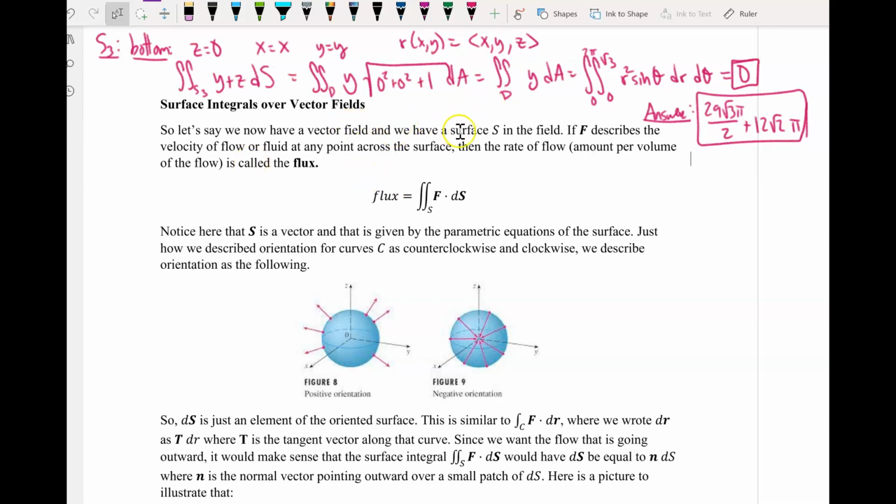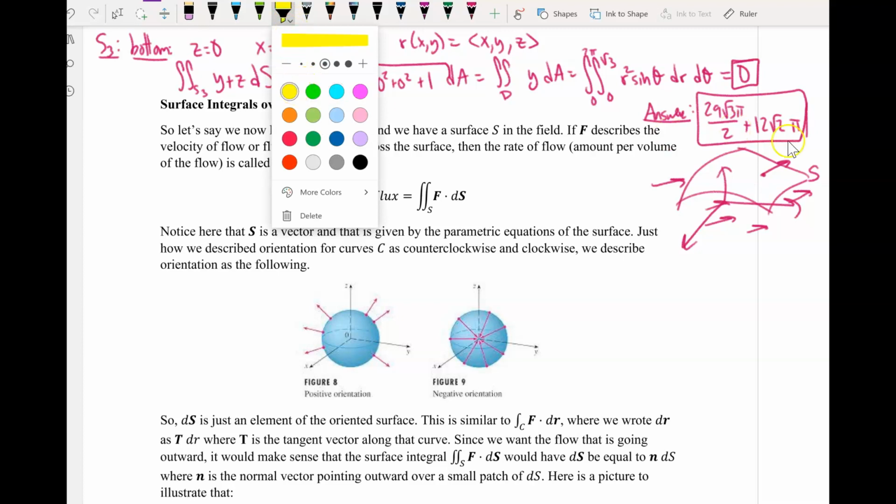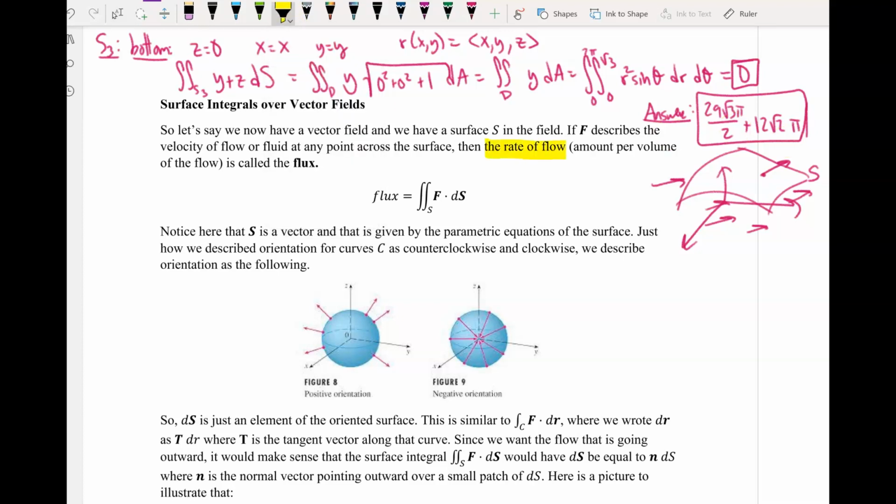Let's say we have a vector field and we have a surface S in the field. If F describes the velocity of flow or fluid at any point across a surface, then the rate of flow, the amount per volume of the flow, is called a flux. So now we have a surface itself, and some sort of field. We're looking at a little patch, and seeing how much of this flow or fluid is coming out or in through this particular surface. We can quantify this flow with the word flux. So the rate of flow is called flux.